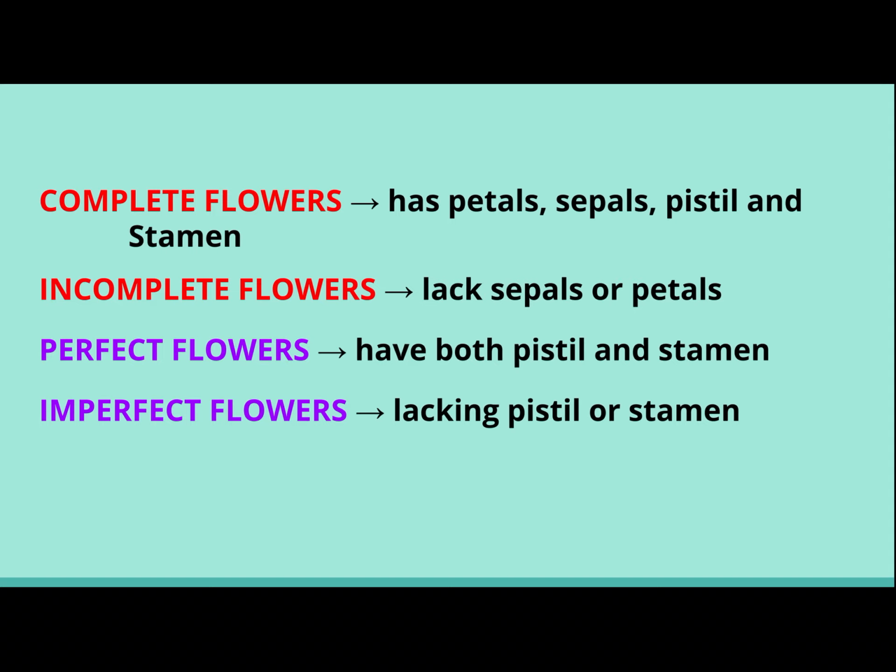So a lot of times cross-pollination will occur for these imperfect flowers in order for fertilization to happen, because imperfect flowers are lacking the pistil or they're lacking the stamen. So it has to be cross-pollination. There can't be any self-pollination occurring there.